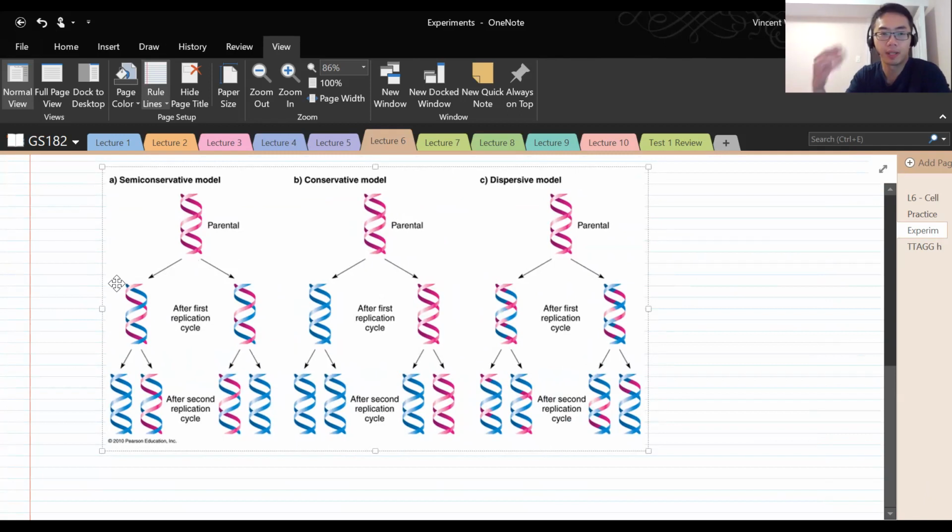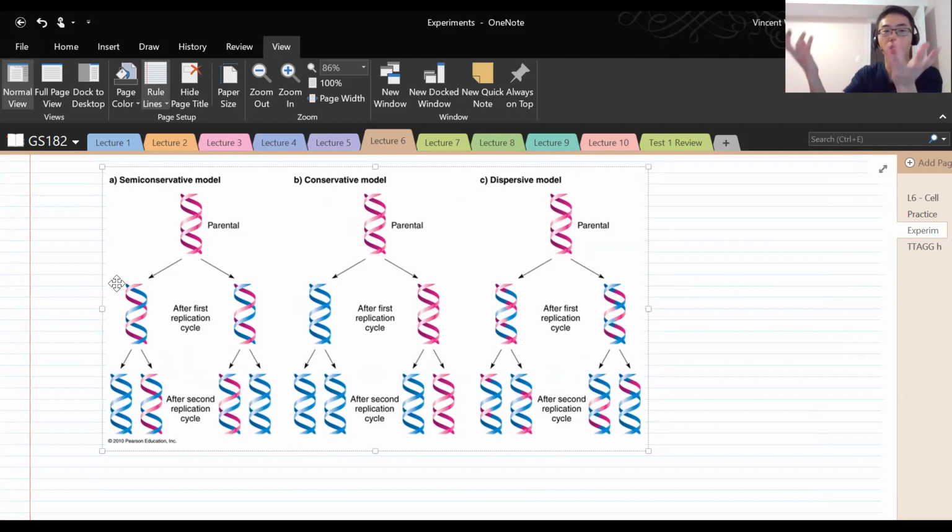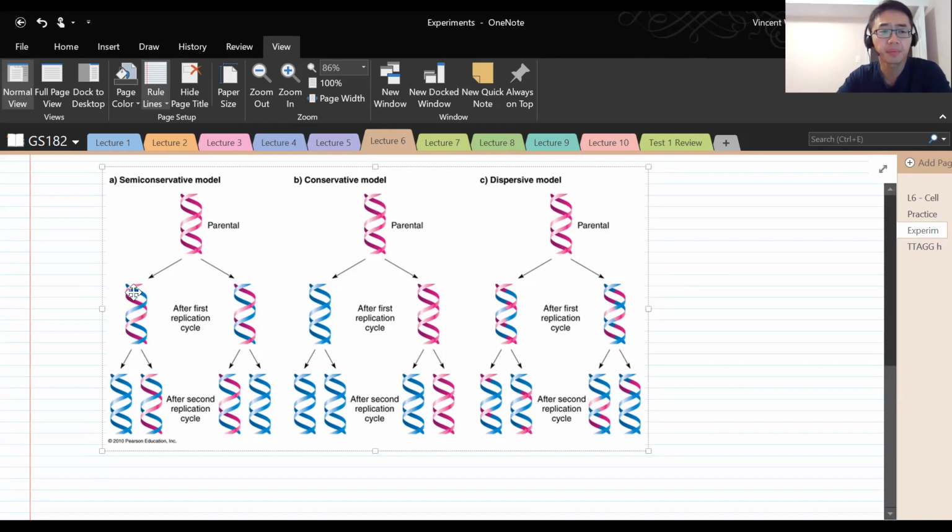Daughters doesn't mean female, right? It just means the two new DNA afterwards, what do we call them? We call them daughter DNA. Somehow the biology pronoun is feminine.